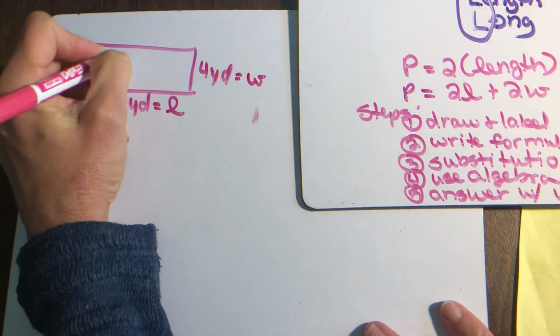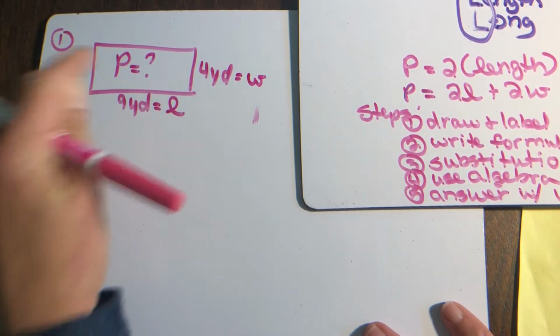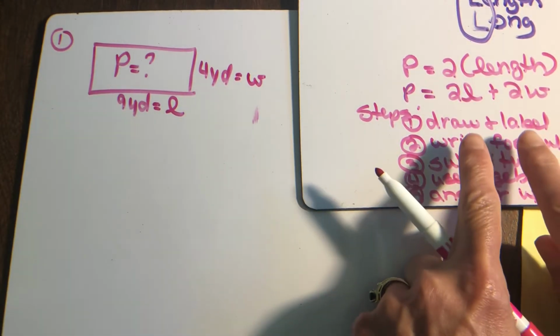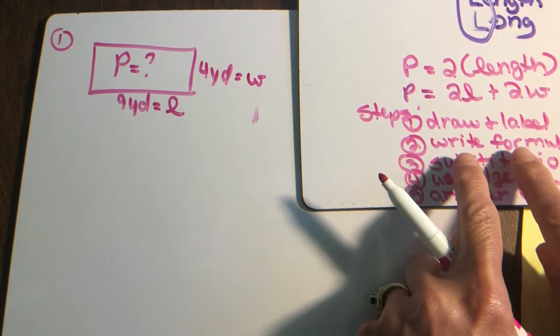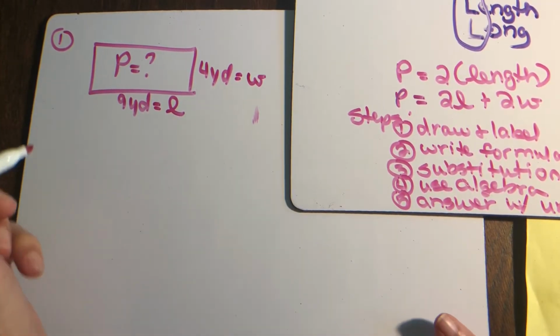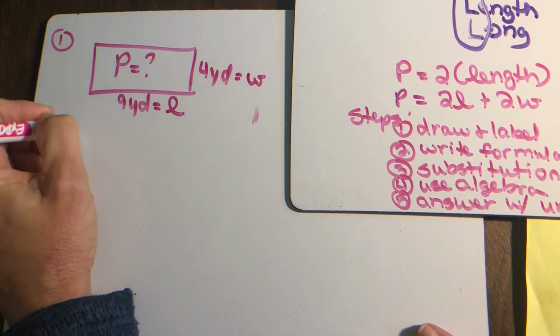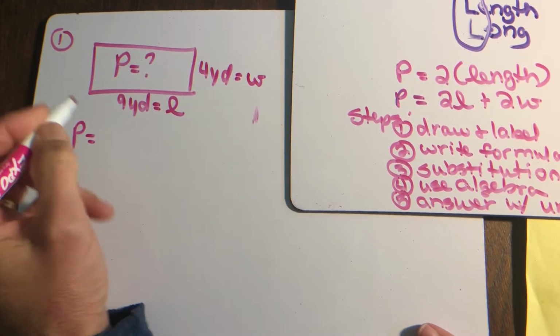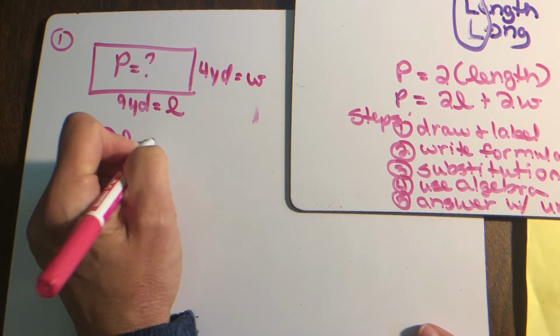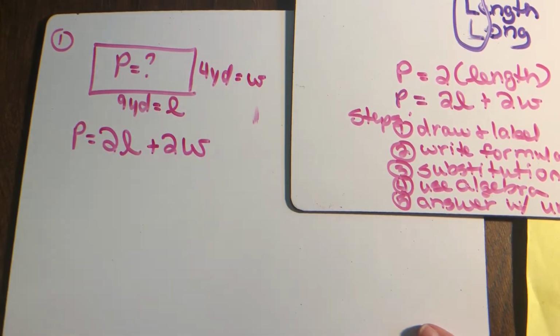We are looking for perimeter, and it is important to mark with a question mark what you do not know in the problem. So there's our draw and label. Now we want to write the formula. Of course, obviously the formula is the one we just went over, but on the test you won't know, so you'll have to choose the right formula for the right figure. So that's perimeter is equal to 2 times the length plus 2 times the width.